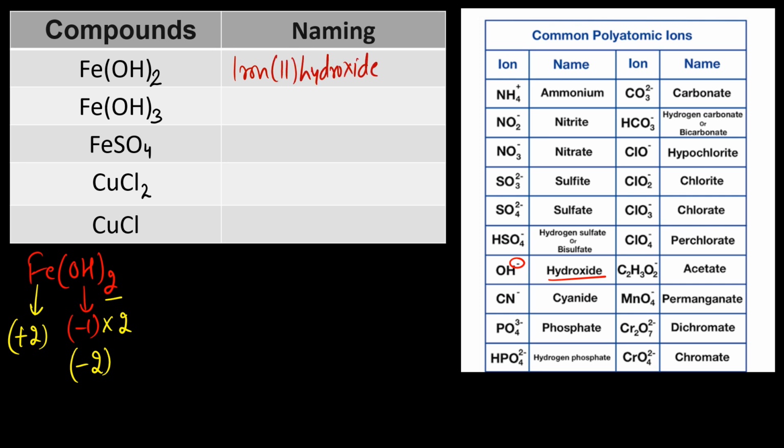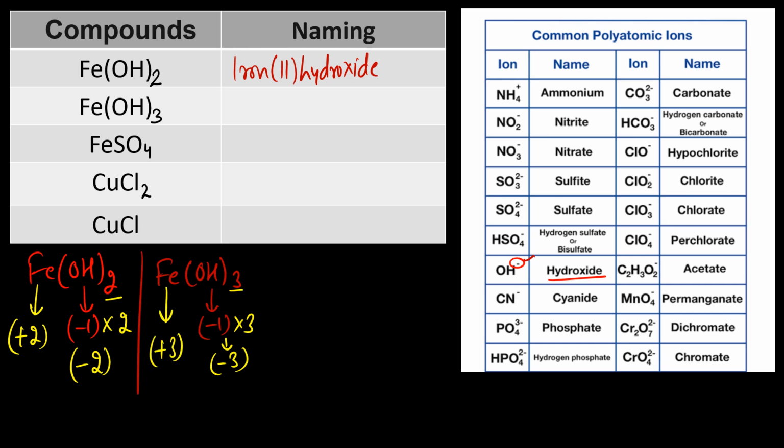So similarly, for the next we are having iron with 3 hydroxide. So as we can see, we already have checked that hydroxide has single negative charge, but we are having in total 3 hydroxides, so it will become 3 negative charge in total. So just to neutralize it, your iron should have +3 charge. So its name is going to be written as iron 3 hydroxide.